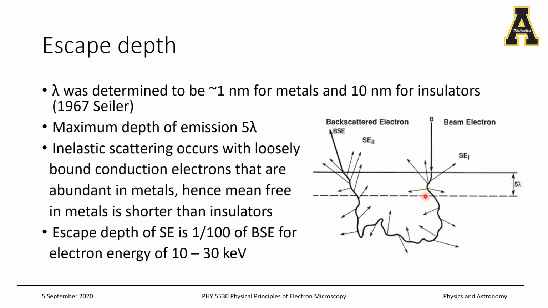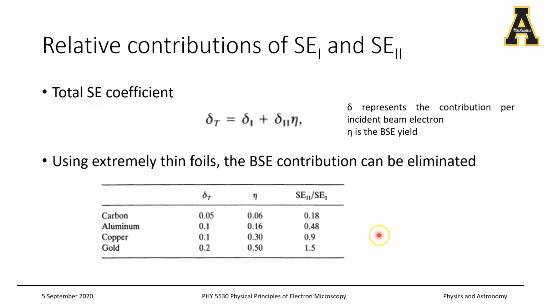But essentially you get the idea that if you use a very thin sample which is thinner than 5 lambda, you can cut out the generation of SE2, right? So they did that kind of experiment, and they were able to block away the generation of SE2, so this component is completely gone, and then they see the contrast from the Everhart-Thornley detector, and then you repeat the same experiment, but this time in the bulk form of the material.